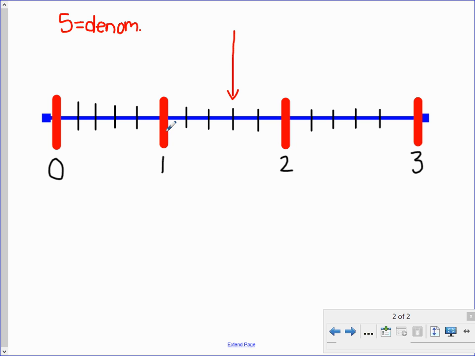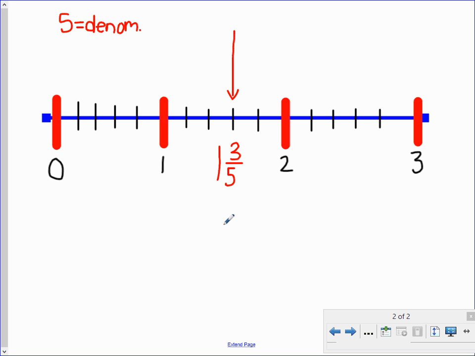Okay, so I'm telling students to figure out what is the mixed number first. So 1, 2, 3, 4, 5. We already said we know our denominator is 5. Okay, how many jumps did I make to here? I made 1, 2, 3. So that's 3, my numerator. It's a number between 1 and 2. It's not quite 2, so my 1 is going to be my whole number.